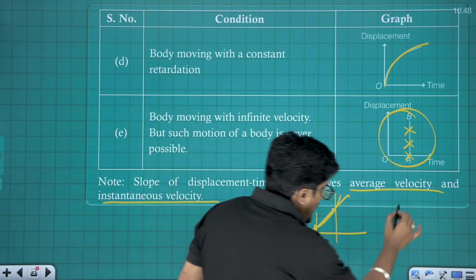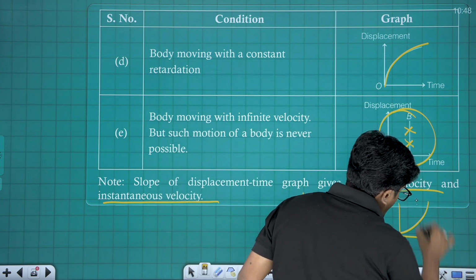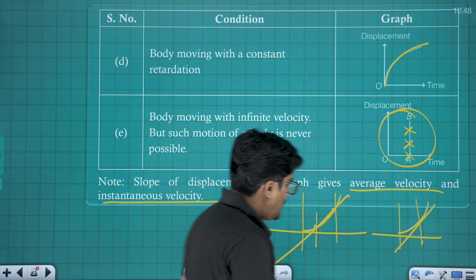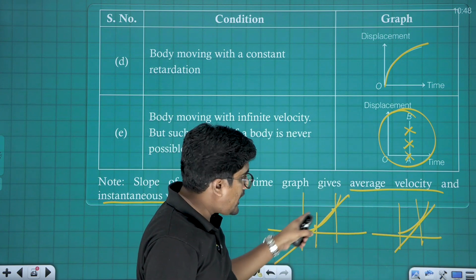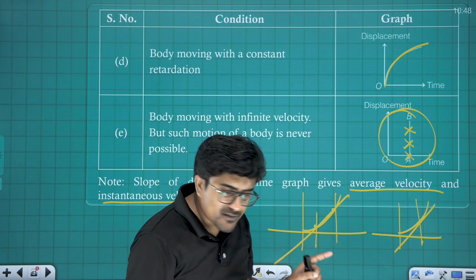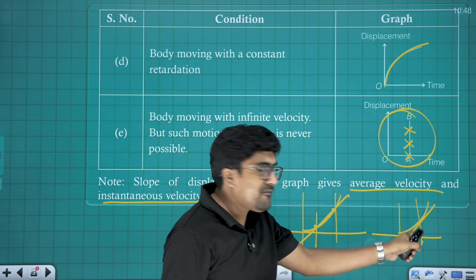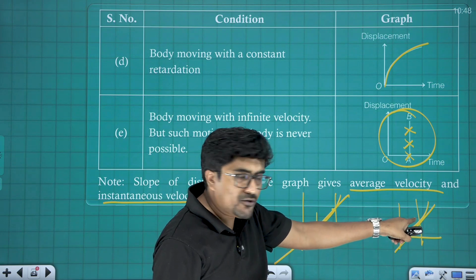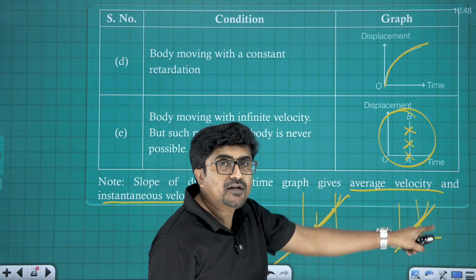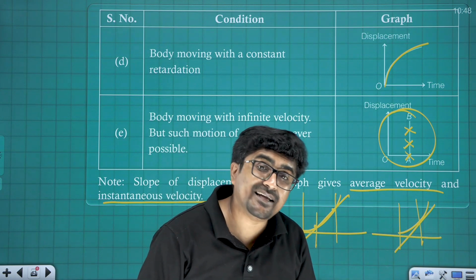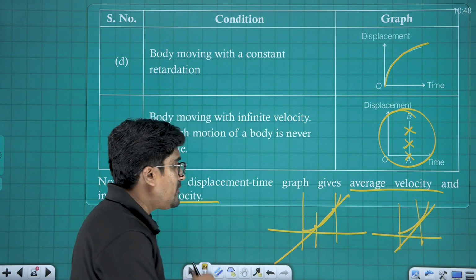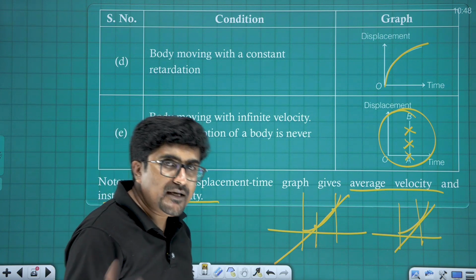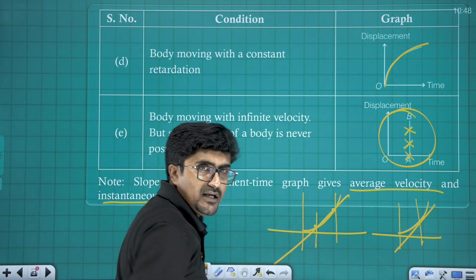Average velocity. For two intervals of time, I created a line and I took the slope of that, which will give average velocity. And here I am having a particular instant and I am creating a tangent to that. If I take the slope, there I will get what? Instantaneous velocity. So from displacement time graph, we can calculate average velocity as well as instantaneous velocity.